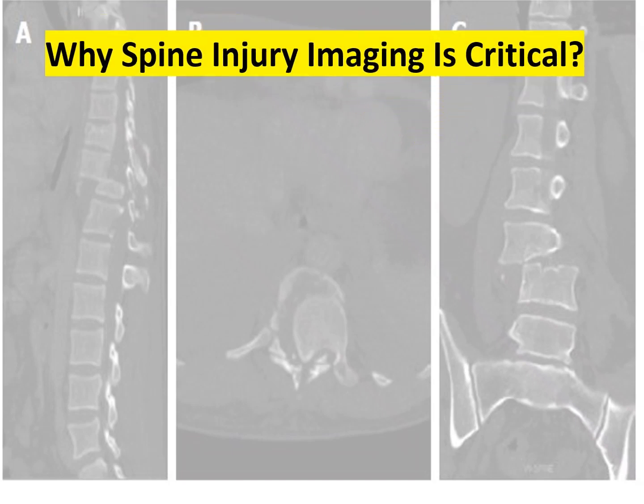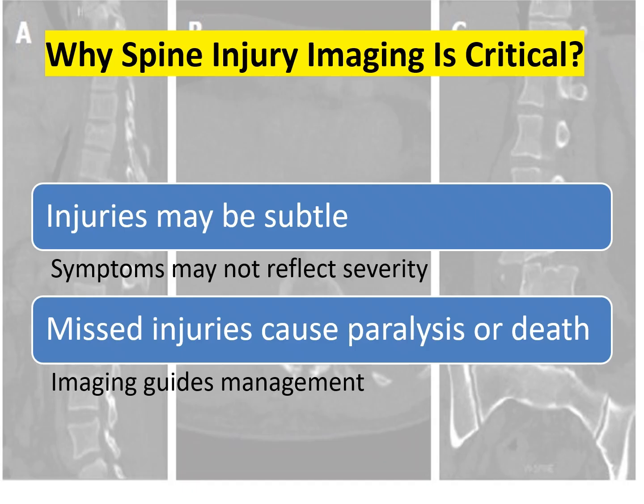Spine trauma is one of the most commonly missed and most critical areas in imaging. If you miss a single subtle sign, the consequences can be devastating, and symptoms may not reflect the severity. A missed injury can paralyze or lead to death. Imaging guides the management of spine trauma.